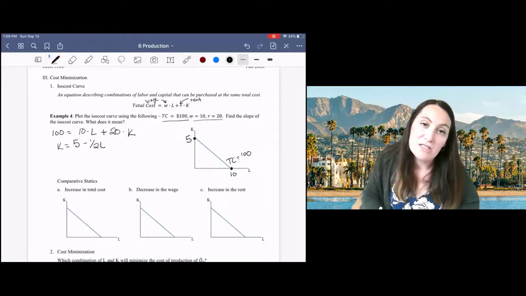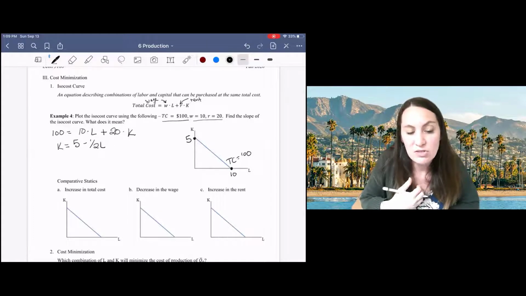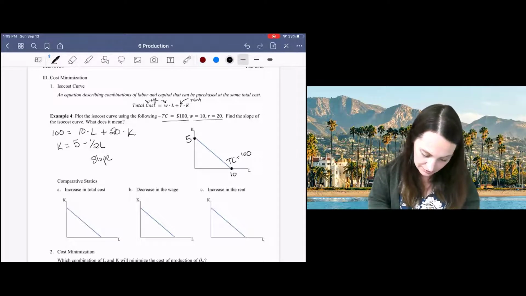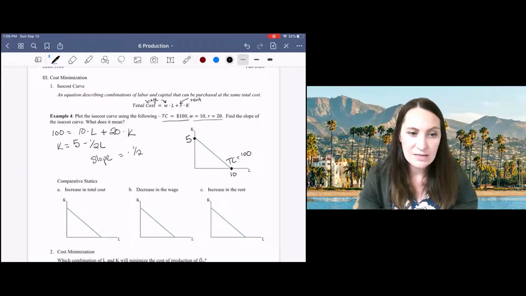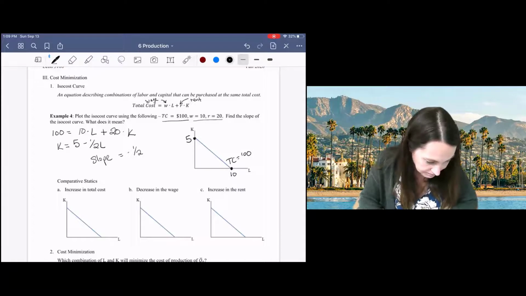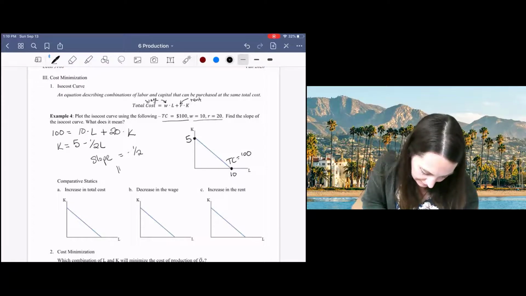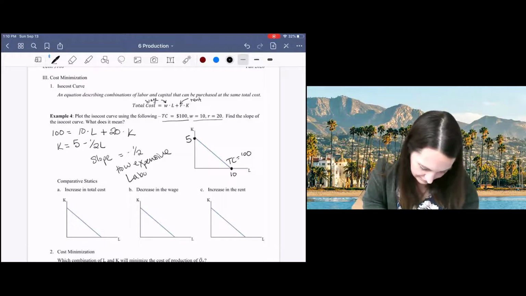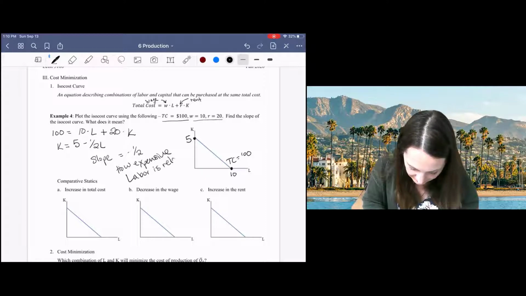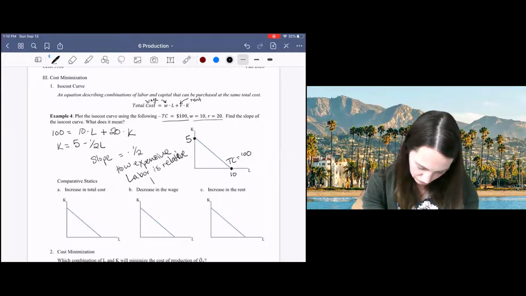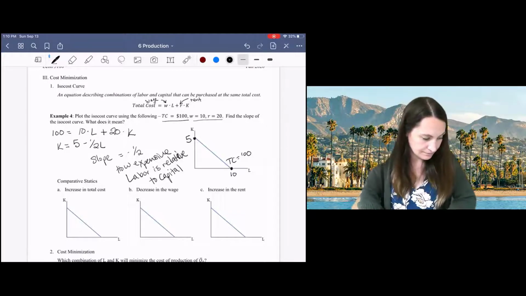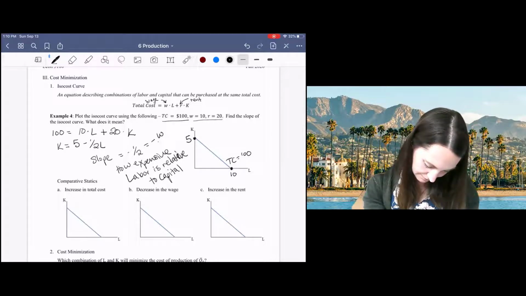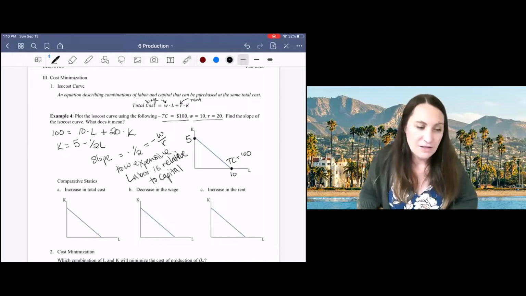All right, so what does the slope of the isocost curve mean? The slope of the isocost curve in this case is -1/2. It's the ratio of the price of labor and the price of capital. So it tells me how expensive labor is relative to capital. So again, that's going to be the ratio of the wage to the rent.